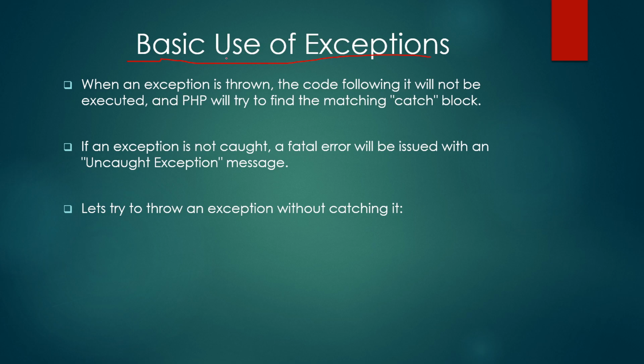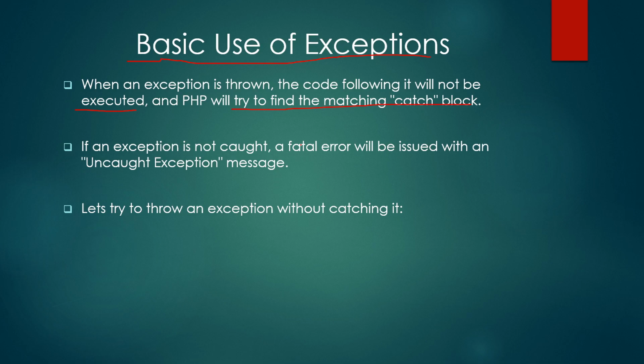Basic use. When an exception is thrown, the code following it will not be executed and PHP will try to find the matching catch block. This means firstly, we should know when an exception condition might occur. If we think that in this case an exception condition might occur, we have to put that code inside the try block. And along with try, we have to write a catch block which will handle that exception.